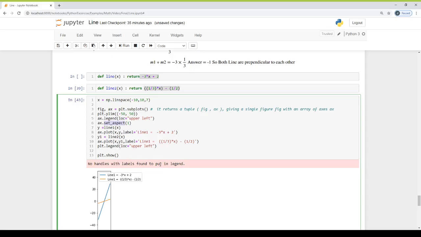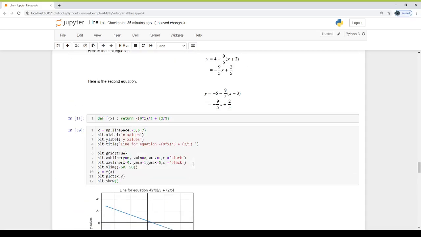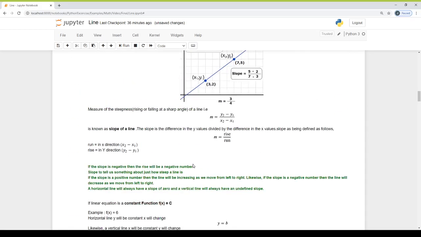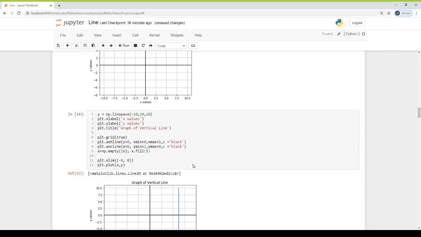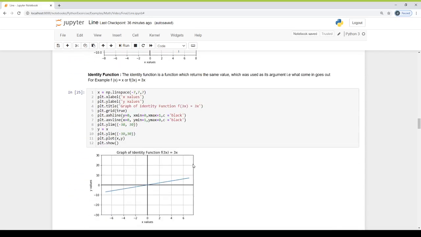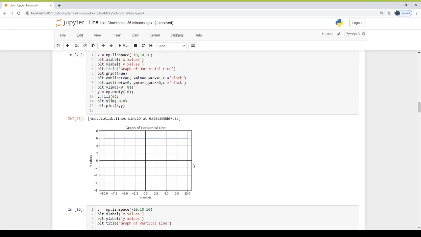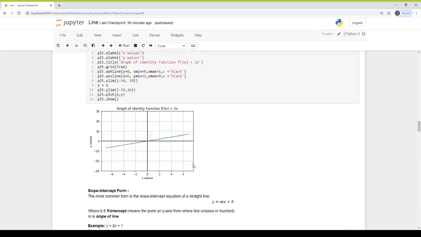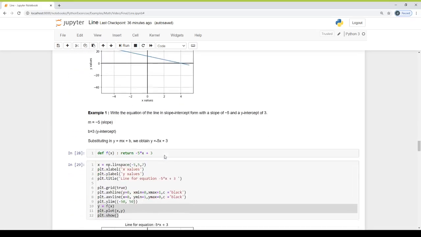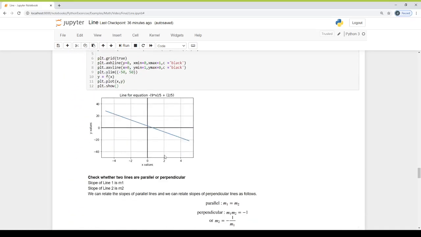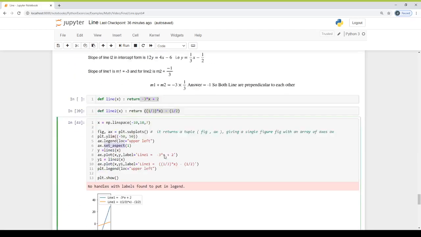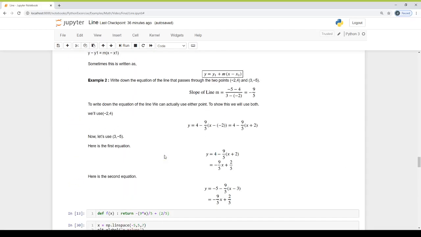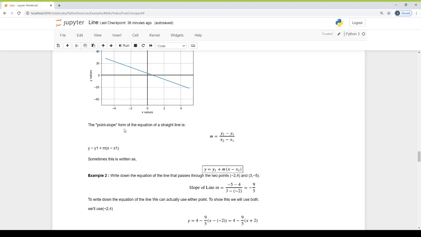So in this video we have discussed lines. We have seen horizontal and vertical lines and checked if two lines are perpendicular or parallel, and we have also seen the equations of the line, that are slope intercept form, point intercept form, and the point slope form of the equation.